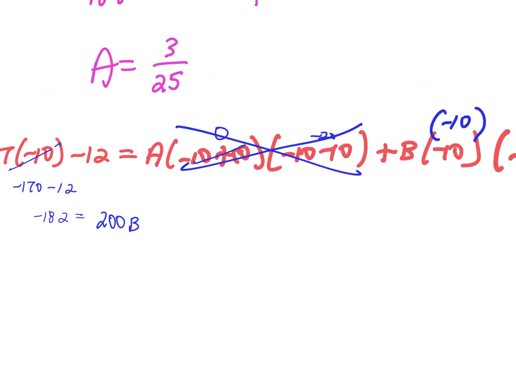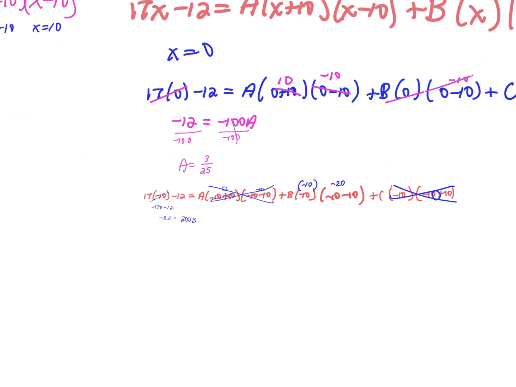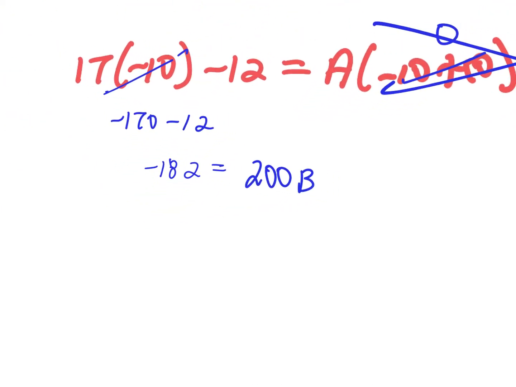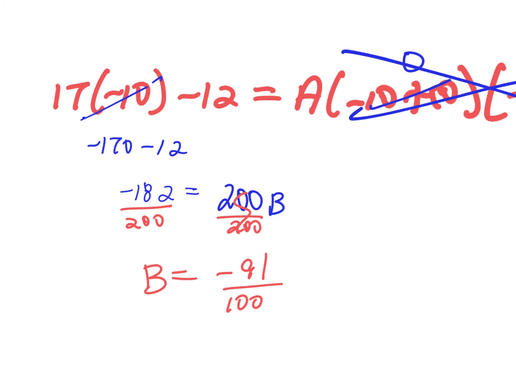And then what happens over here at the very end? It cancels because negative 10 plus 10 is 0, and then 0 times negative 10. So exactly what we needed to happen happened, right? 2 of our 3 variables canceled out. So now I just simplify. How do I get B all by itself? You're going to divide by 200. Now, this isn't pretty, so I'm just going to simplify. What number goes into both negative 182 and 200? 2. So I get negative 91 over 100. Again, it's a fraction. No big deal.